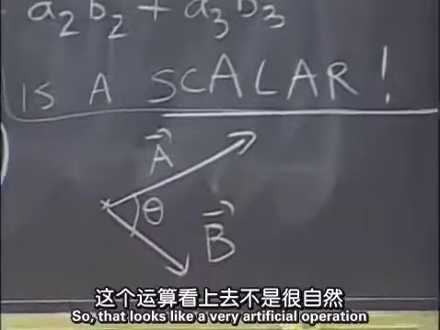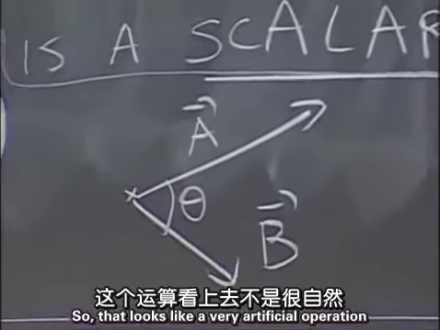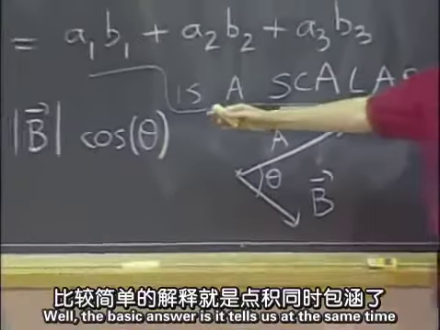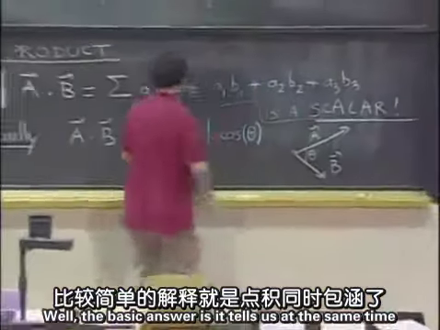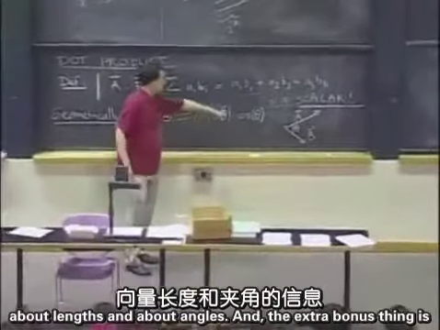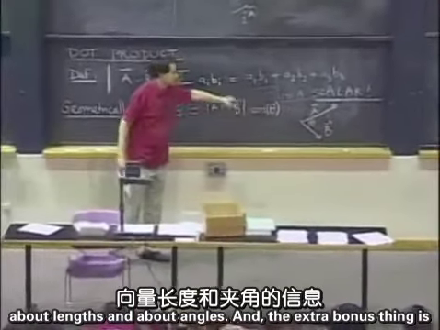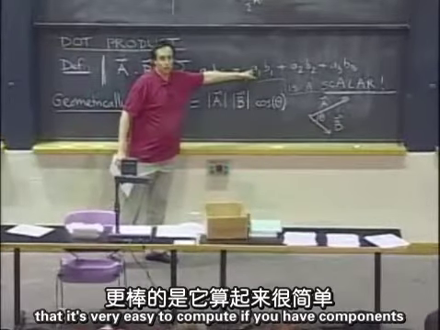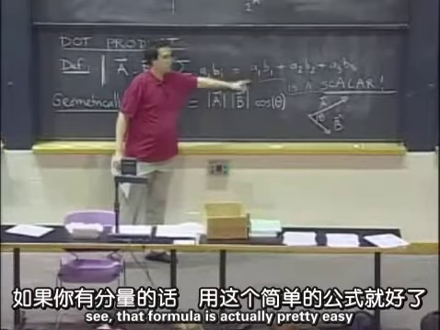That looks like a very artificial operation. Why would we want to do that complicated multiplication? The basic answer is that it tells us at the same time about lengths and about angles. And the extra bonus is that it's very easy to compute. If you have components, that formula is actually pretty easy.